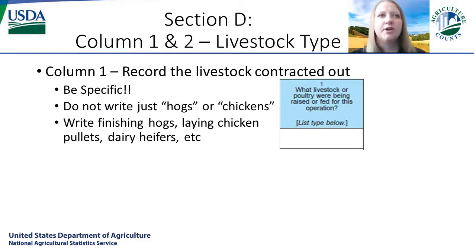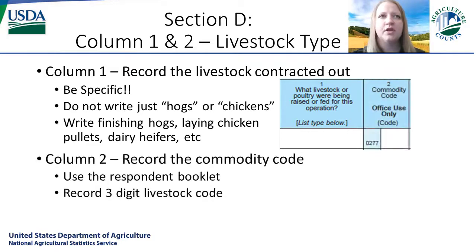In column 1, record the type of livestock under contract to be raised by another operation. Be specific. Do not just write in hogs or chickens. Use finishing hogs, laying chicken pullets, dairy heifers, etc. This will help in the coding of column 2. Use the respondent booklet and look up the commodity code for the specific type of livestock. Record the 3-digit livestock code in column 2.